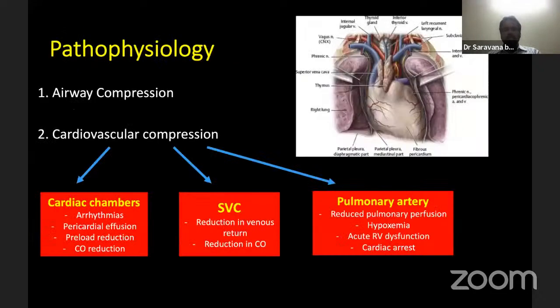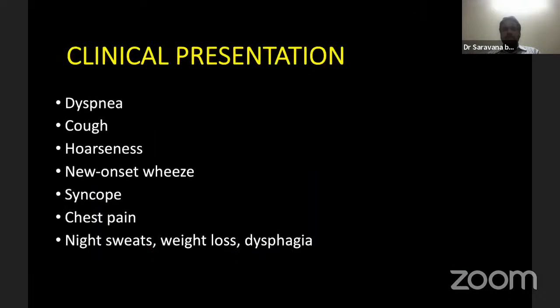These are the things we may encounter in the intraoperative period. So coming to the clinical presentation, these patients will have these symptoms when they present to the outpatient department. They may have cough and hoarseness of voice. Dyspnea and cough may be due to compressive effects on the airway, and hoarseness of voice may be due to compressive effects on the recurrent laryngeal nerve, resulting in vocal cord dysfunction. And there will be a new onset of wheeze.